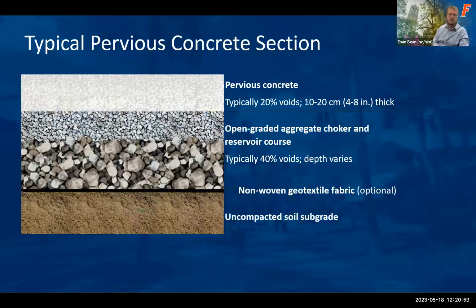So with pervious concrete, you typically have 4 to 8 inches of the concrete itself. Again, 20% voids. And then we typically have an open graded choker course that rests on the overlying reservoir course that has typically about 40% voids. One of the main things with pervious concrete is just making sure that the installation goes well, since it is poured in place, making sure that the quality of the interlocking void spaces is cured in place there.